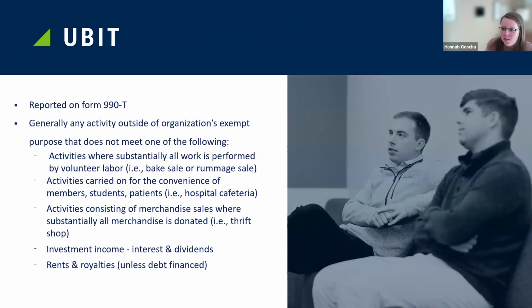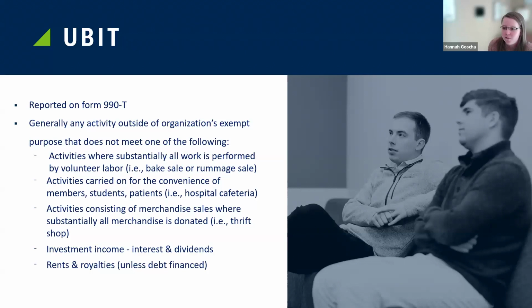So if you do have UBIT income, it's going to report it on the Form 990-T. It's going to be activity that's outside of the exempt purpose, like we mentioned. Some things that you might be doing that would not constitute UBIT are things like a bake sale, where activities are performed by volunteer labor. If you have things that are carried on for the convenience of your members, students, or patients, like a hospital cafeteria. If you have a thrift store and the majority of the merchandise is donated.